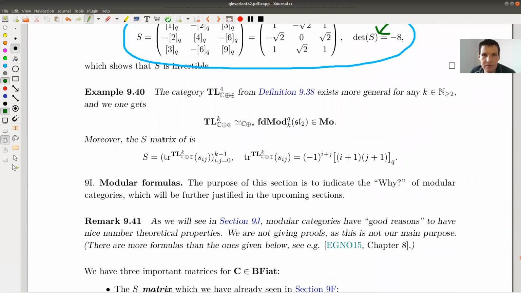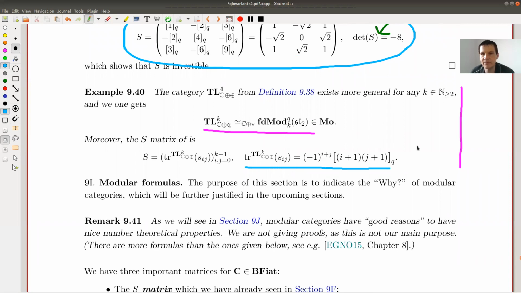You can do the same in general for any k bigger than 2, we will see this next time. For any k bigger than 2, those Temperley-Lieb quotients are those modular categories coming from Verlinde. And the S matrix has those entries. Those are quantum numbers. I will do this next time, more explicitly, because for now I haven't told you what TL_k is, but this is basically where we want to go.